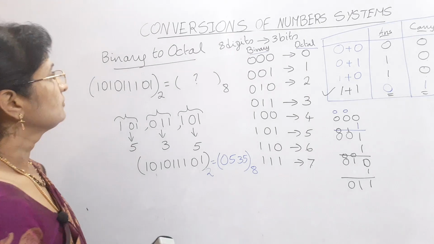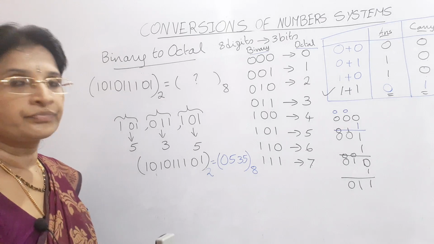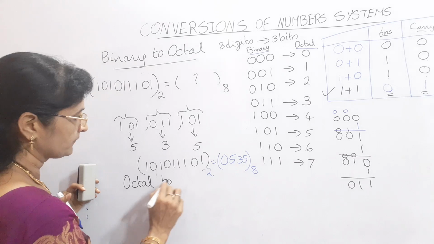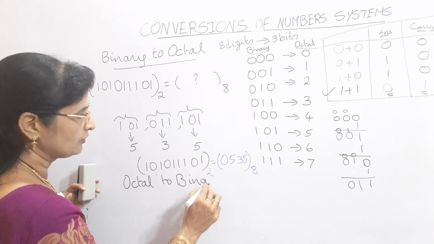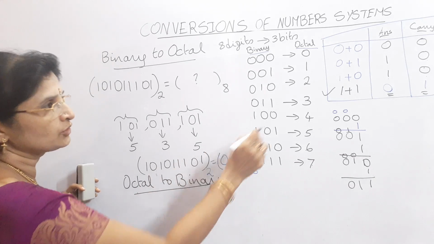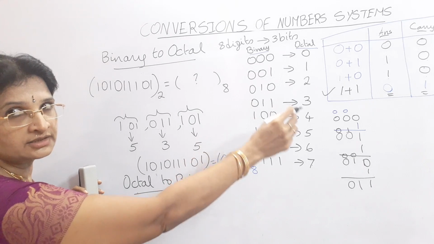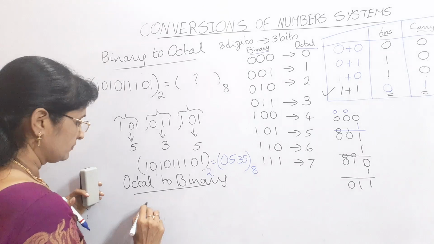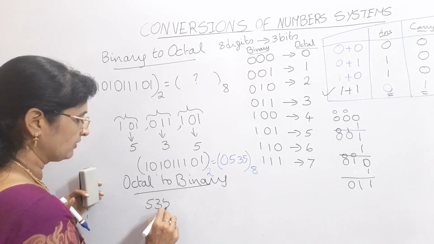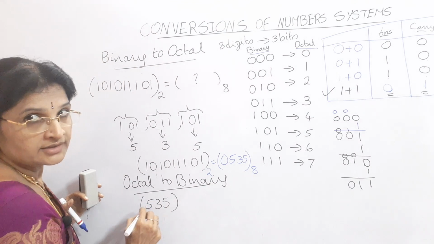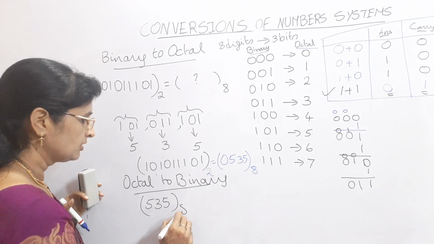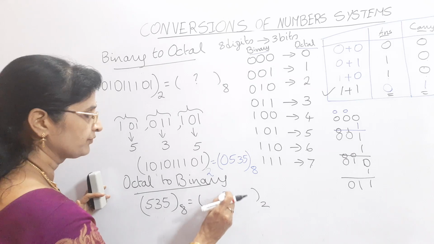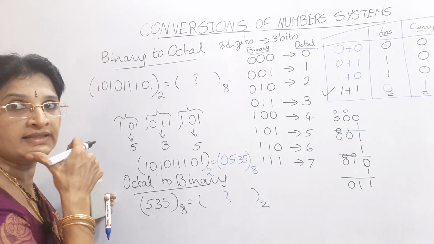The next one is, we will see how to convert from octal to binary. This is also a similar process. For that one also you need all these concepts. So first of all, suppose I take the same number 535, I am taking the same number for checking purpose. So this is base 8, and now I have to find for base 2.